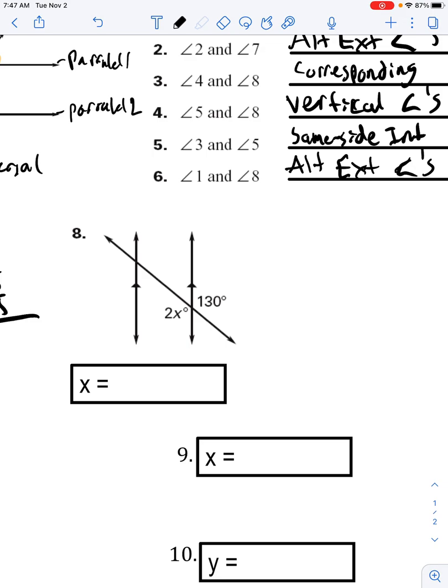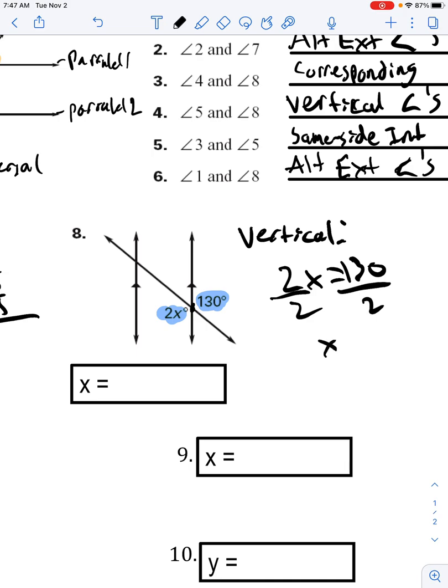Over here, okay, again, two parallel lines cut by a transversal. These are called vertical angles. They have the same vertex with opposite rays extending. So, again, because they're congruent, I set them equal to each other and divide. So x equals 65.